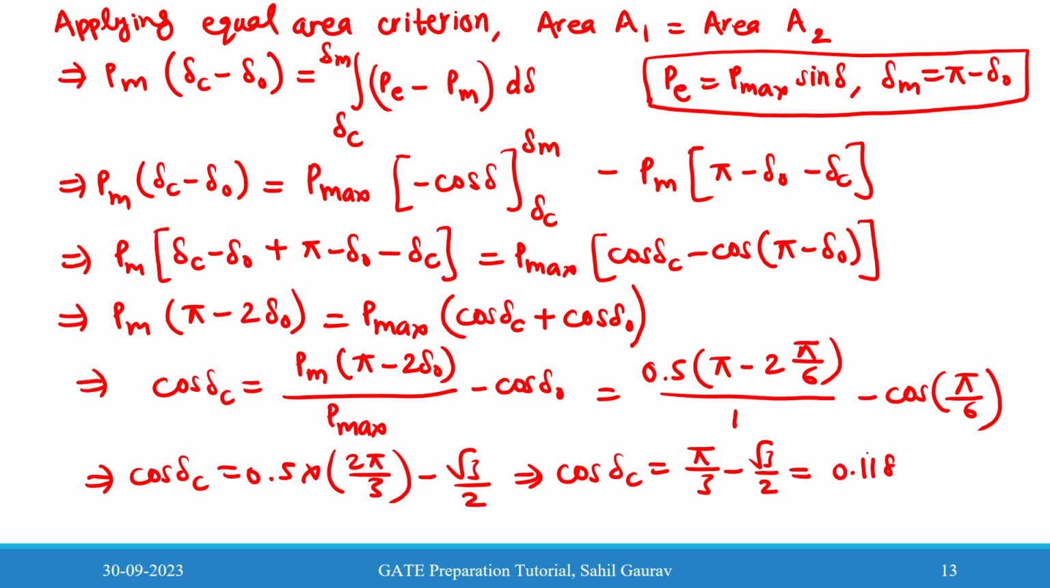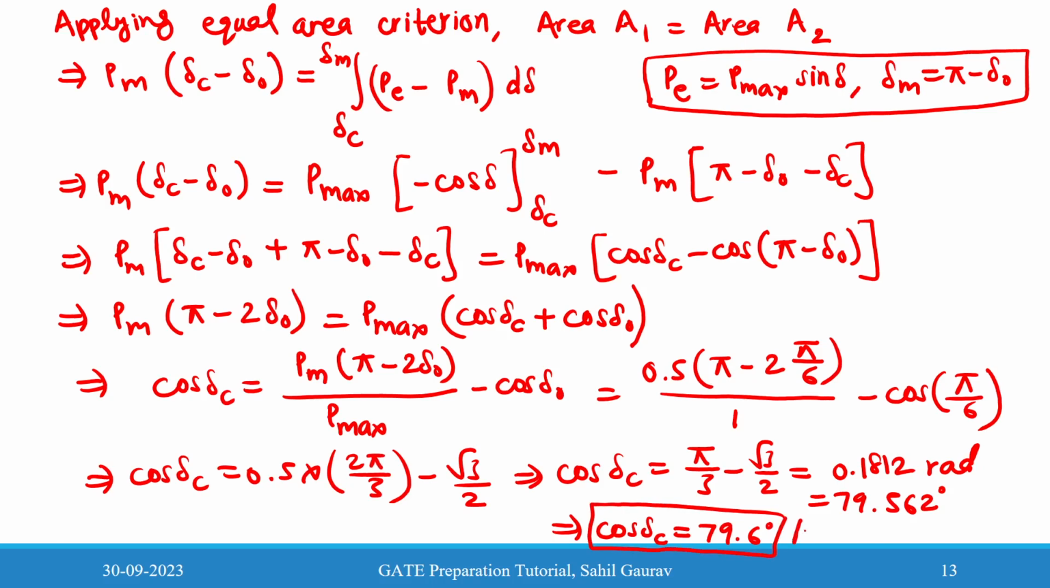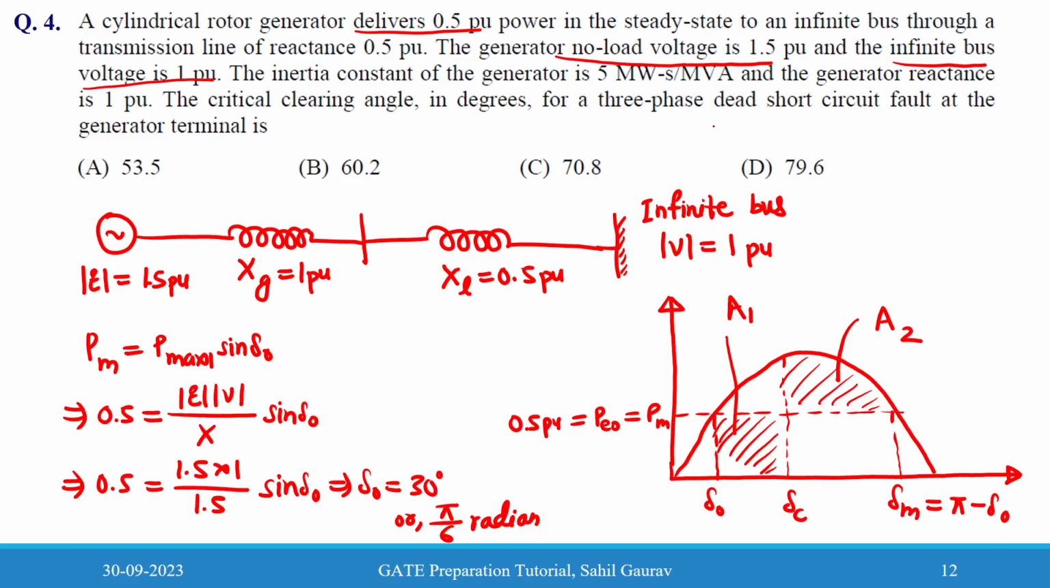That is 0.18, 0.1812 radian, and in degree it will be 79.562 degree. So you can also write delta c is equal to 79.6 degree. So from the options it is nearly equal to 79.6 degree. So the correct answer for this problem is 79.6 degree. D option is correct.